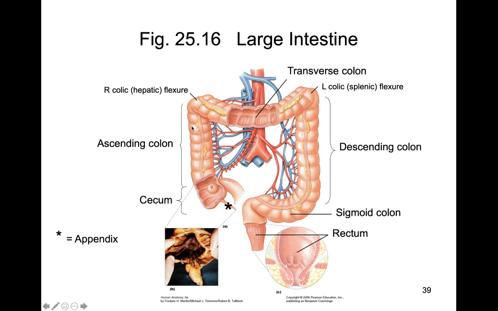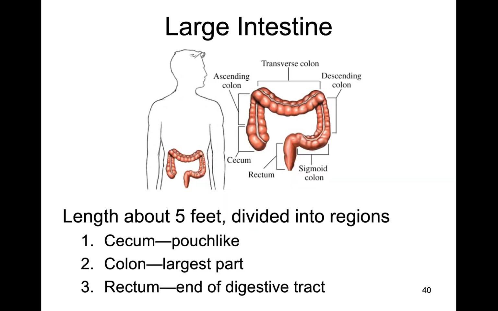So the one that goes up is called the ascending colon, across is the transverse, and down is the descending, and then it turns into this S shape. That's called the sigmoid colon, and then out through the rectum. The length of the large intestine is about 5 feet, and it has 3 parts. So the cecum is pouch-like. This is going to be the widest part there. And then the colon is the largest part. So you have ascending, transverse, and descending, and sigmoid, actually 4. And then the rectum is the end of the digestive tract.